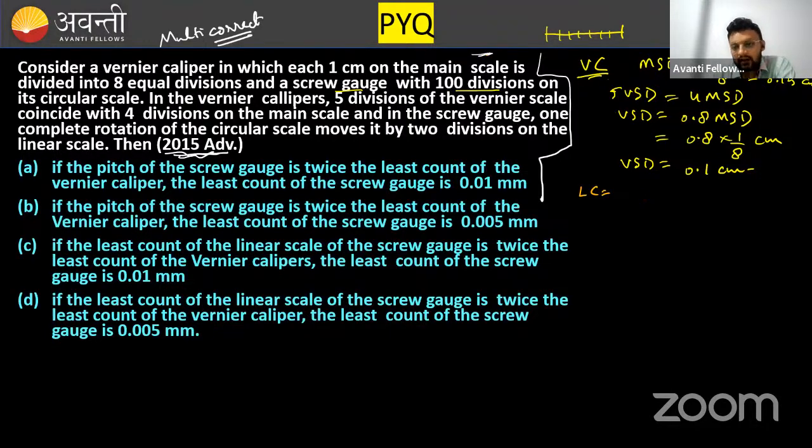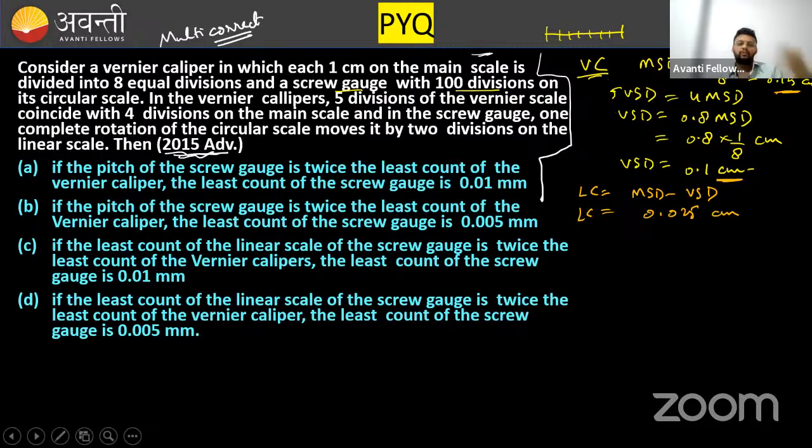Normal. This is normal. If this is normal, then least count will be MSD minus VSD. Can someone say what the difference of MSD and VSD comes out to be? This is your 1 MSD. This is your 1 VSD. If I subtract it, then it will be 0.025 centimeter. This is the least count of the vernier. So I have solved all the data of the vernier.